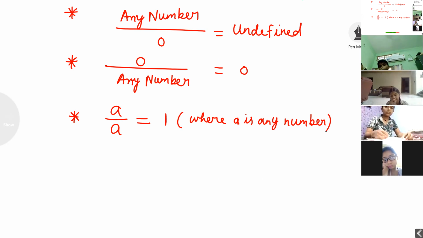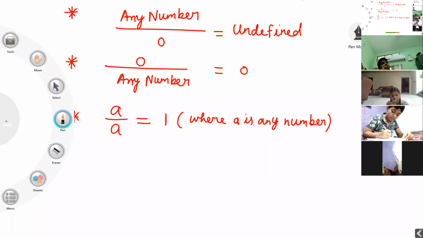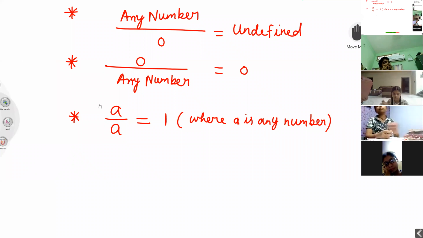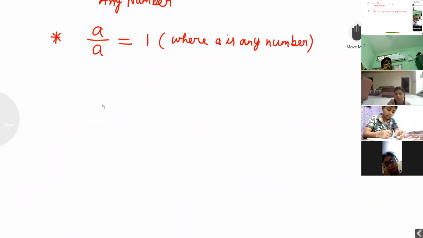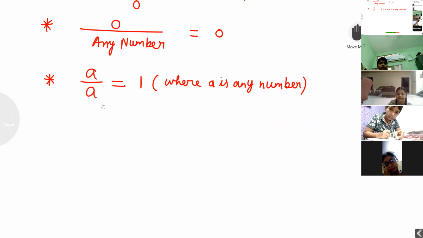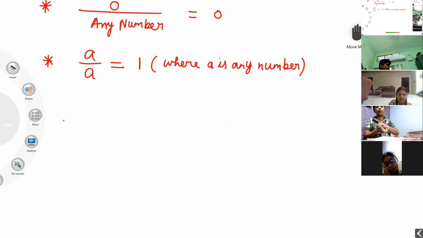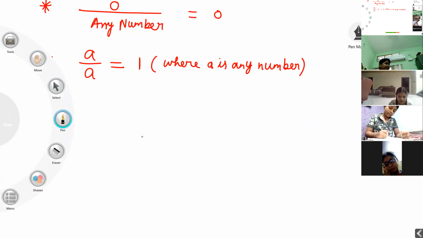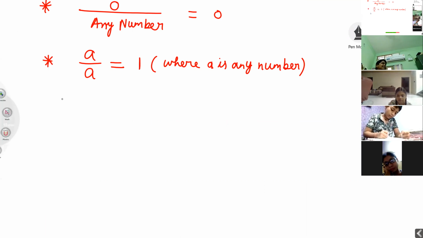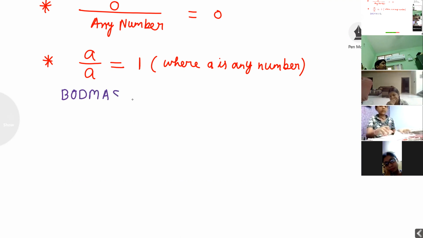Now keep heading BODMAS rule. BODMAS rule. Very interesting concept.